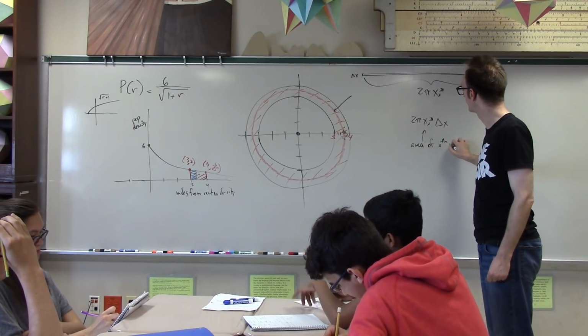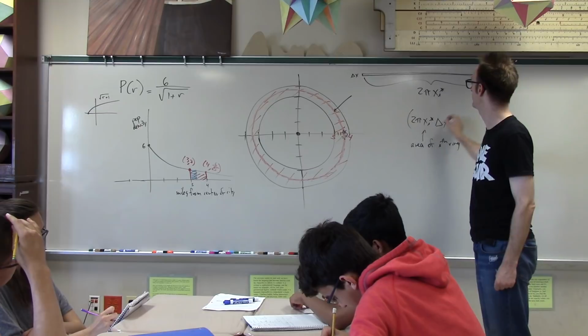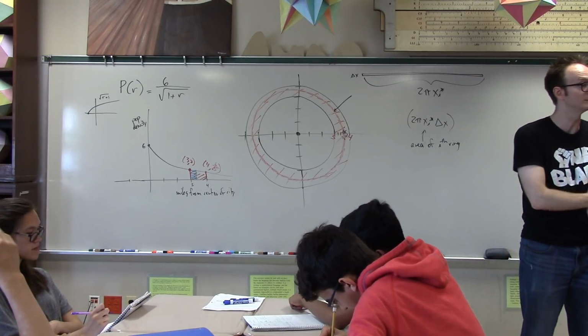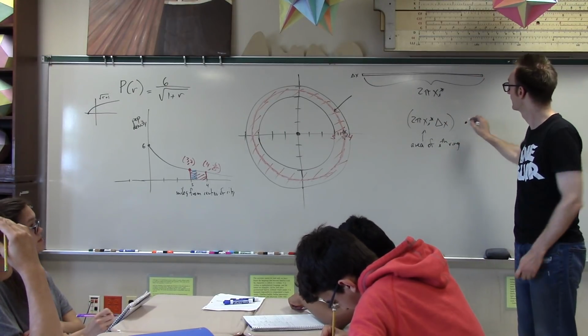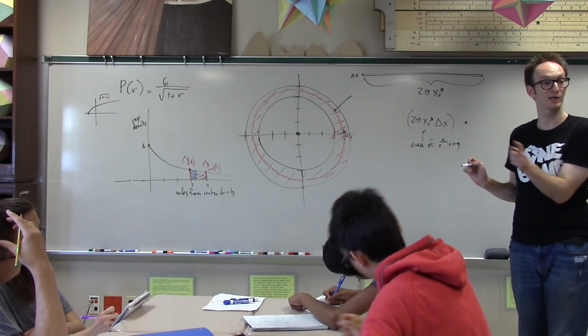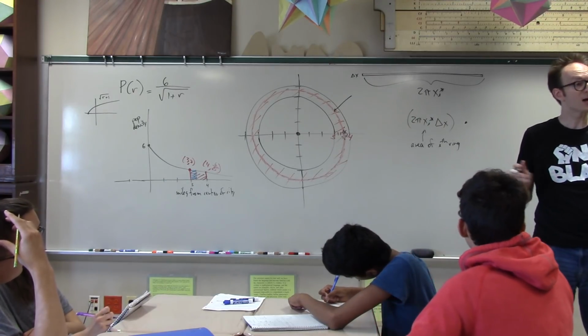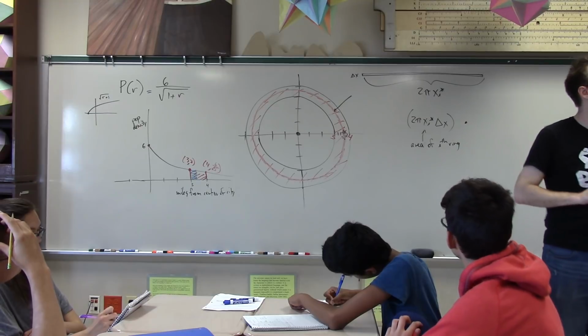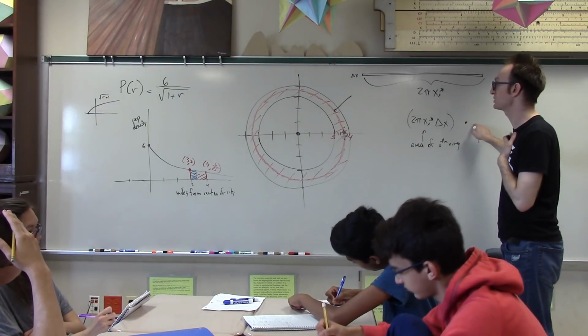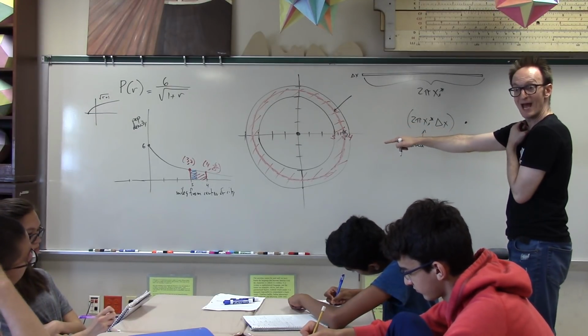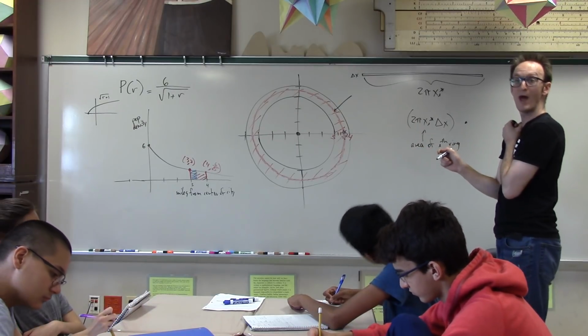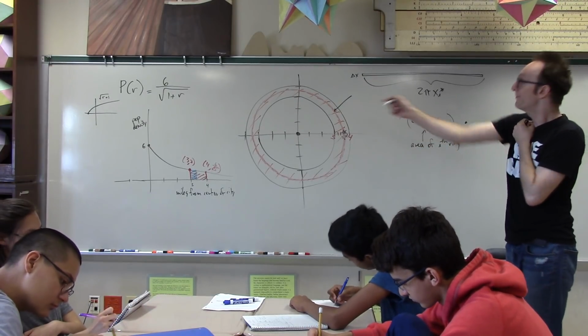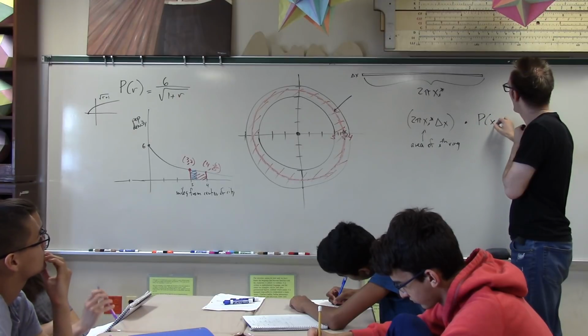the ith ring, and what are we supposed to do with the area of the ith ring? No, we don't. Well, not yet. First, multiply by the population density. Yeah, and what is the population density for people living x sub i star away from the center? P of x sub i star, yeah.